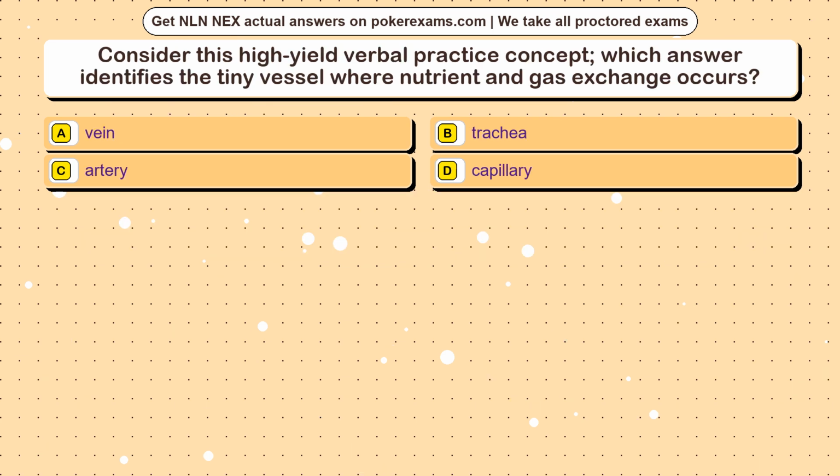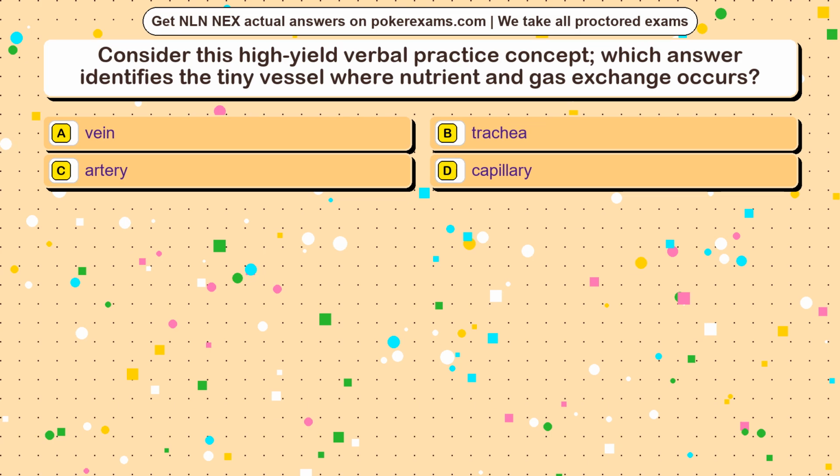Question 18. Consider this high-yield verbal practice concept. Which answer identifies the tiny vessel where nutrient and gas exchange occurs? Option A, vein. Option B, trachea. Option C, artery. Option D, capillary.